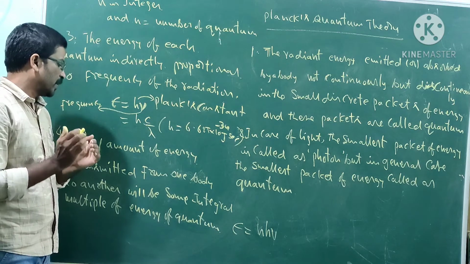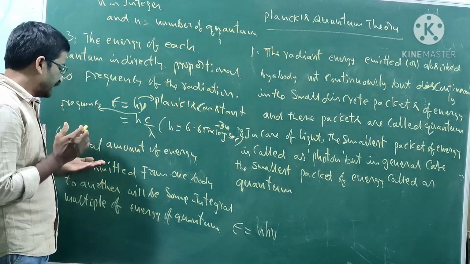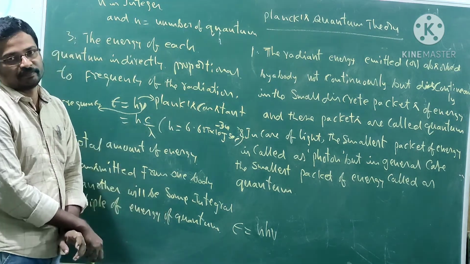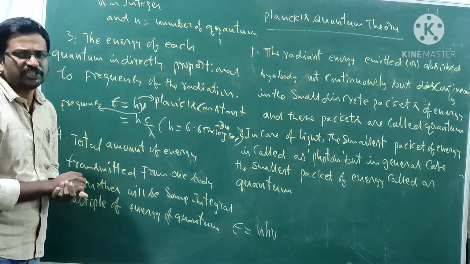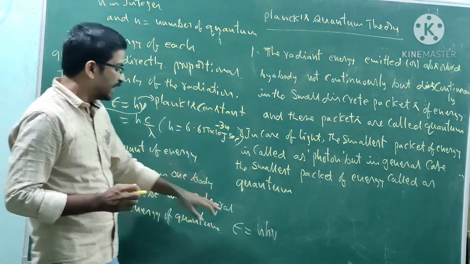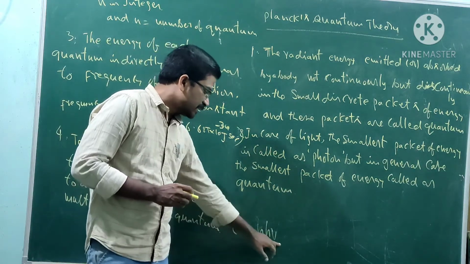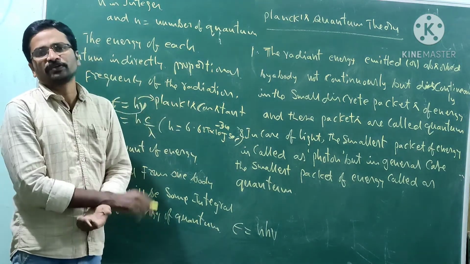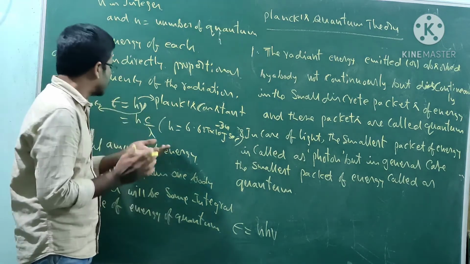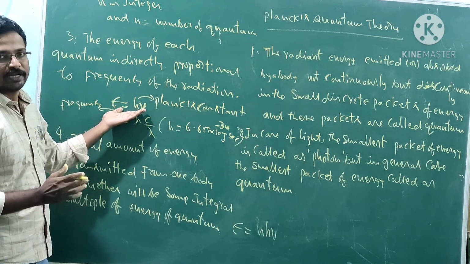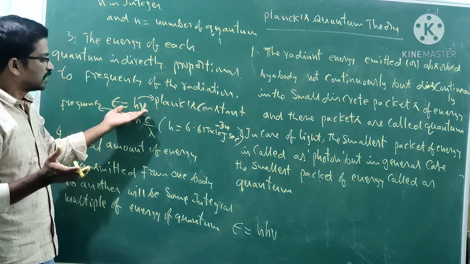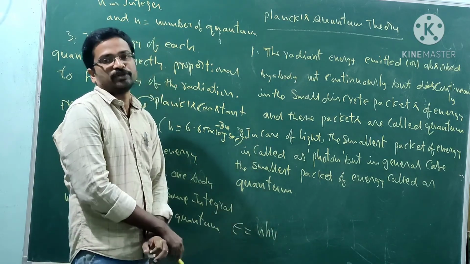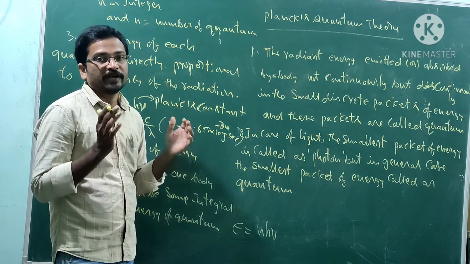Next point: the total amount of energy transmitted from one body to another will be some integral multiple of the energy of a quantum. Total energy transmitted E is equal to n h nu. If the total energy contains a number of packets, one packet of energy is E equal to h nu; if the light has many packets, you can apply E is equal to n h nu.